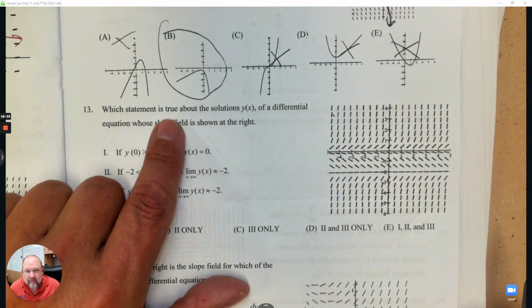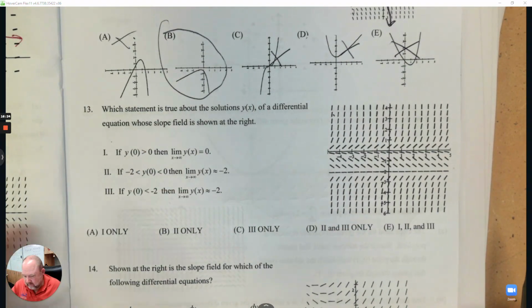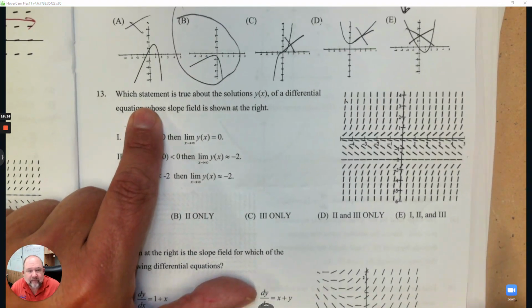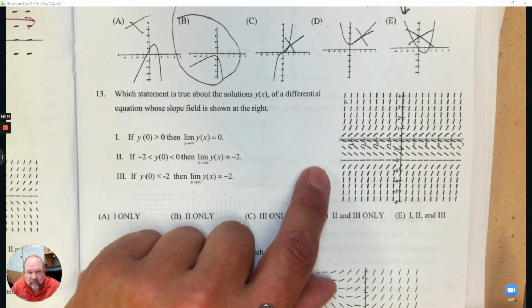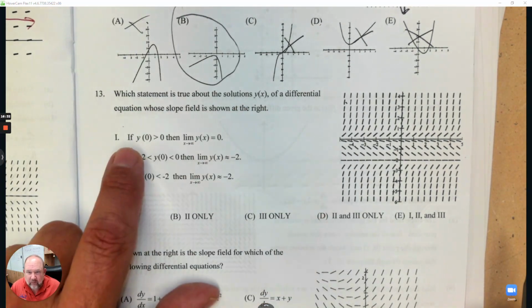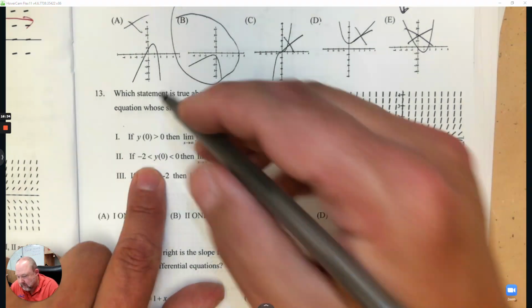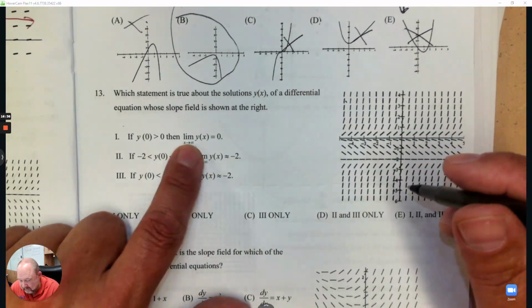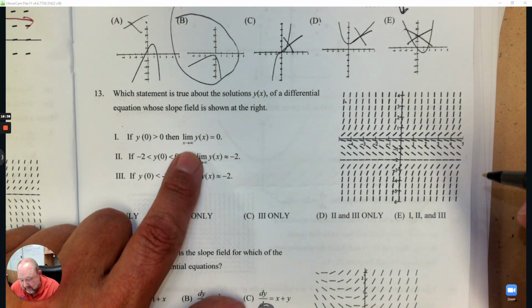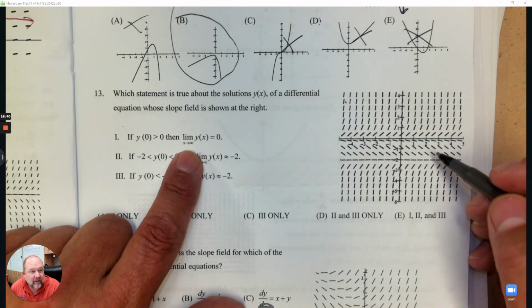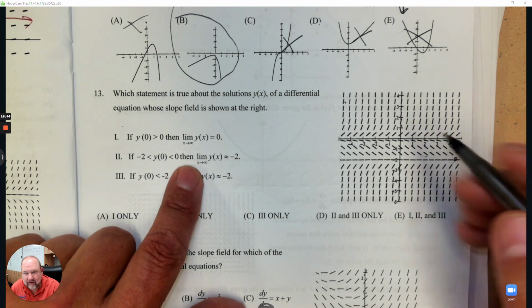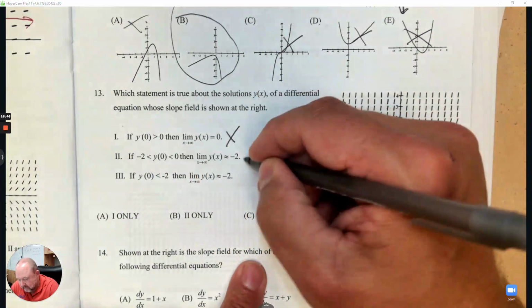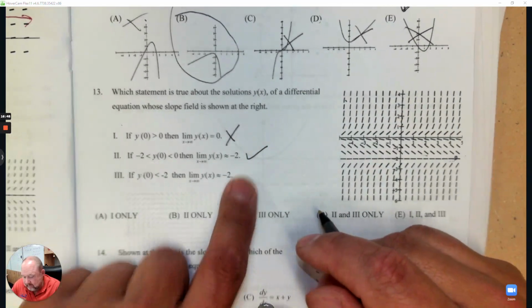All right, which of the statements is true about the solutions of a differential equation whose slope field is shown to the right? So when y at 0 is greater than 0, then the limit, the right-hand behavior, is going to 0. And I see where the asymptote is. The right-hand behavior here is going to -2. So this one is wrong. This one's right. And this one's right.